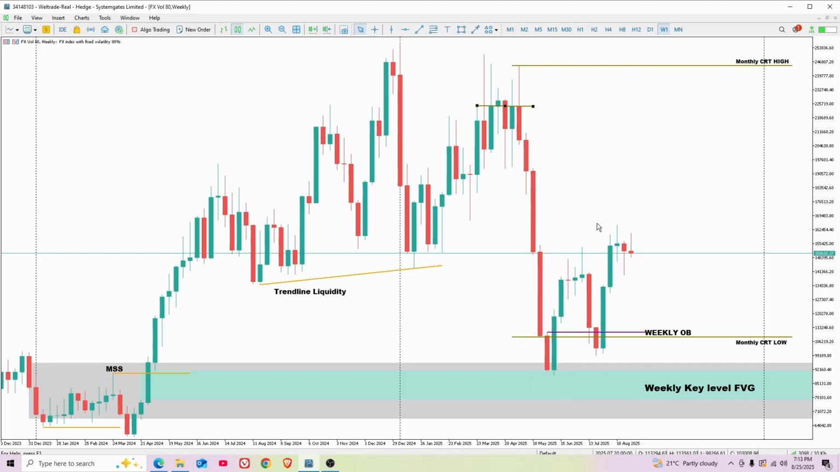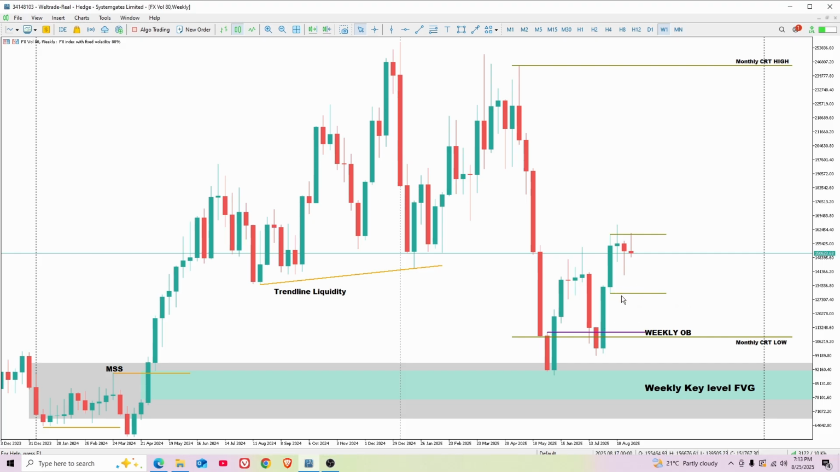Right now, what are we looking at? We want the very same signatures. We took out the swing high and closed above it. Now we have a CRT high over here, right? We then have a CRT low over here. The market came, took out the CRT high, and then it closed inside. Therefore, we're expecting a bearish move to take out this CRT low.